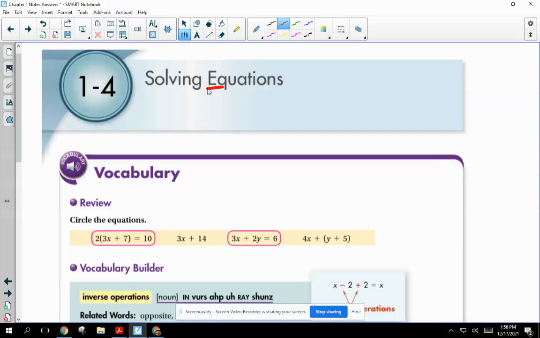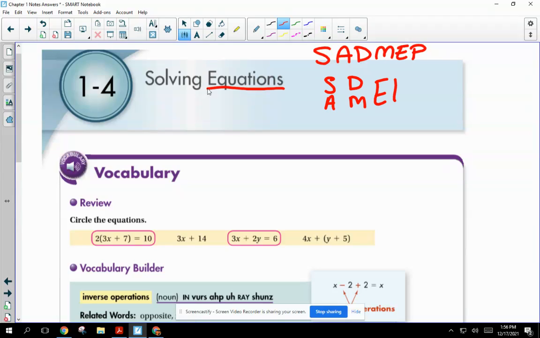In last section 1.3, we learned about PEMDAS. With equations, we're going to learn something the opposite. It's called SADMEP. When you solve equations, you solve opposite. You do subtraction and addition first, which can also be inferred as on top of each other, then division and multiplication, and then exponents and parentheses. Equations are different than expressions because they have equal signs in them. So remember that.